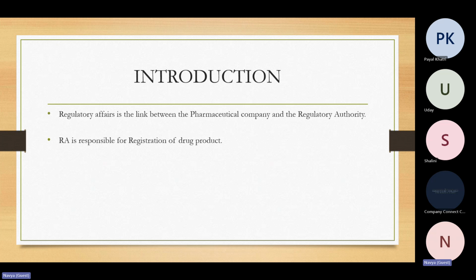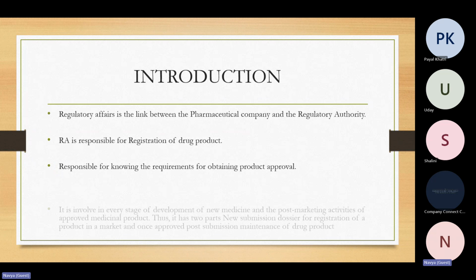The second role is that RA is responsible for registration of a drug product, as you all know. If I want to register a product in the European Union, I will have to contact the national authority, or EMA, which is the authority for the entire European Union. We need to know the guidelines to register a product in a particular region. RA is also responsible for knowing the requirements for obtaining a product approval, that is, the guidelines required for selling my product in that region and getting approval for it.